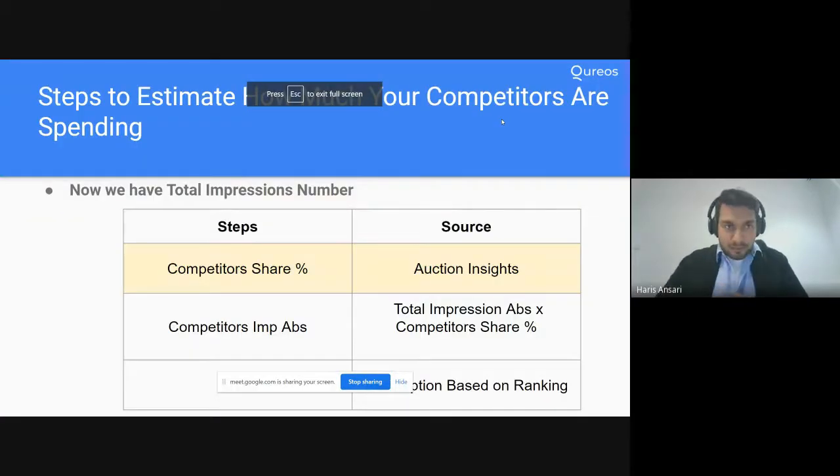So we have the total impression number, which is the share in the market. We can see the competitors' share from the auction insight as well. We can calculate the competitor's absolute number of that share with a simple mathematical calculation: total impressions times competitor's share. You will get the competitor's absolute impressions.